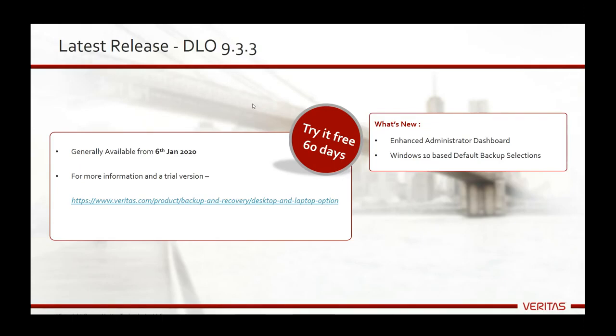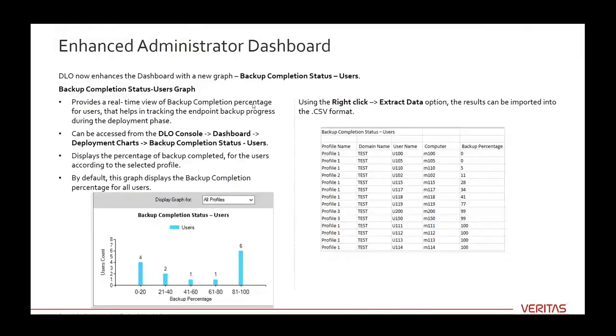Next, the administrator dashboard. You will see the backup percentage like this. So this many users are completed, 0 to 20%, 21 to 40%, 41 to 60%, like that. Okay. So on the right hand side, you can extract and import the data, and also you can upload the data to your DLO server. You can see that the right click extract data option can be imported into CSV format. So who backed up, when they have taken a backup, everything is directly integrated with our Active Directory servers.